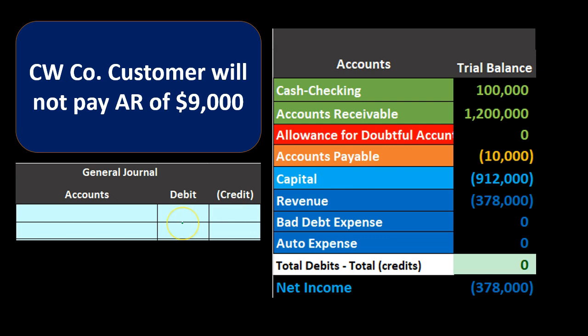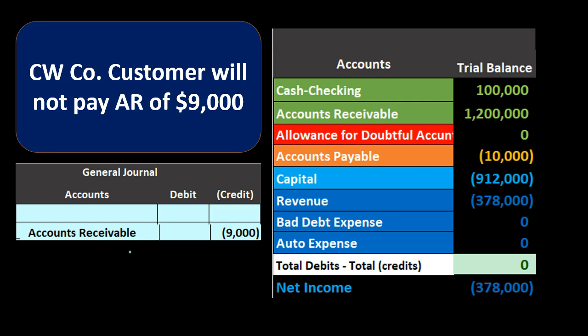So first we're going to say that a customer CW is not going to pay us the accounts receivable of $9,000. For whatever reason at this point in time, we've decided we're not going to get paid, and therefore we're going to have to decrease our accounts receivable. And the decrease is going to be a credit to accounts receivable. Accounts receivable is a debit balance asset account. We're going to do the opposite thing to it to make it go down because we're not going to get paid. Therefore, our journal entry will be a credit to accounts receivable.